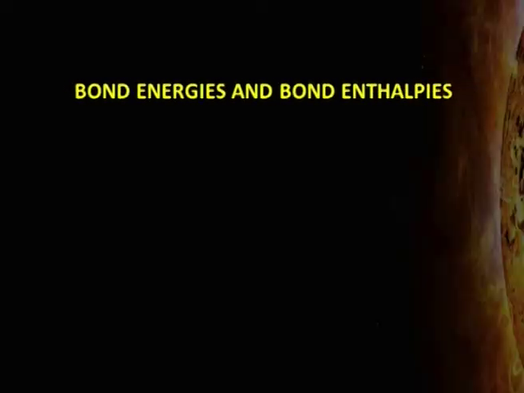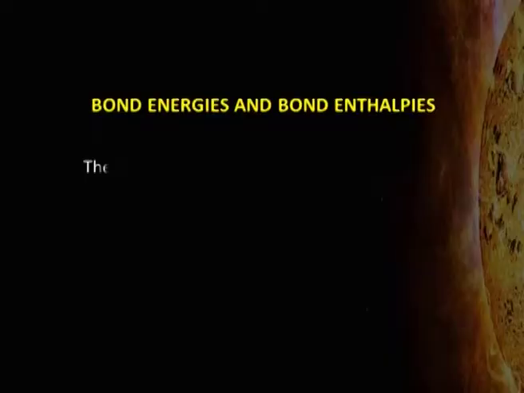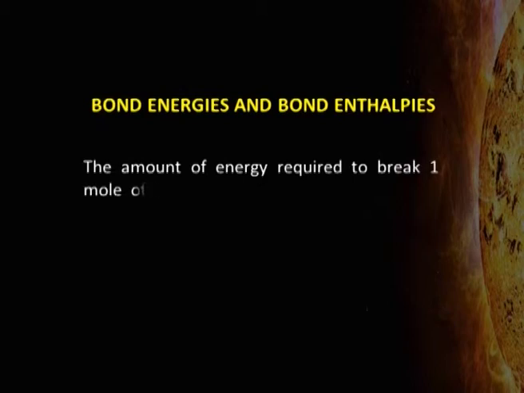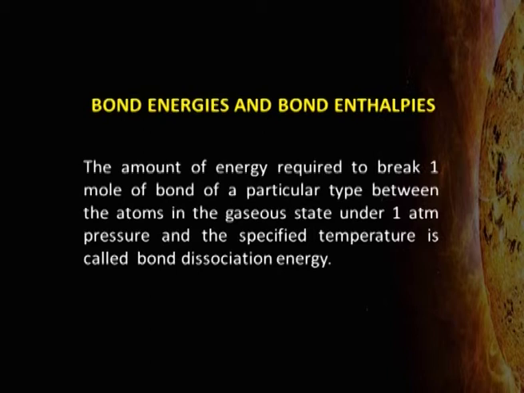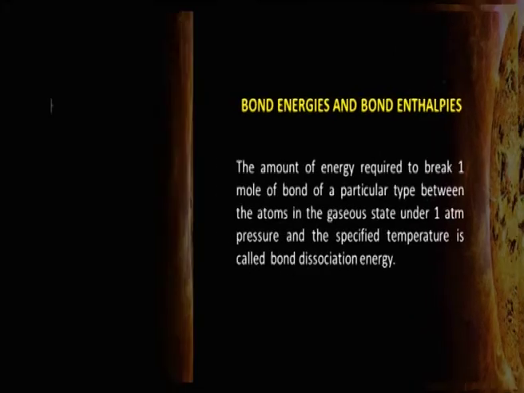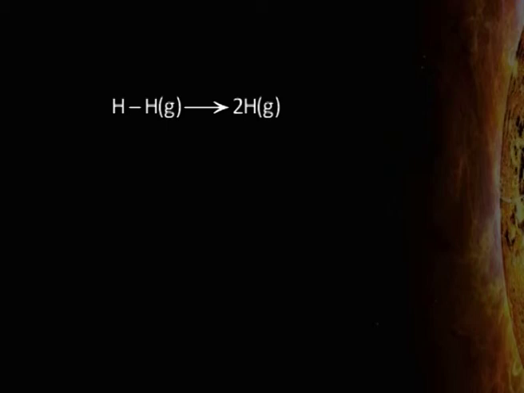Now we will discuss bond energies and bond enthalpies. When some bond is formed between two atoms, then some energy is released and the same amount of energy is absorbed when the same bond is broken. The amount of energy required to break 1 mole of bond of a particular type between the atoms in the gaseous state under 1 atmospheric pressure and the specified temperature is called bond dissociation energy. For example, the bond dissociation energy of the hydrogen-hydrogen bond is 433 kilojoules per mole.